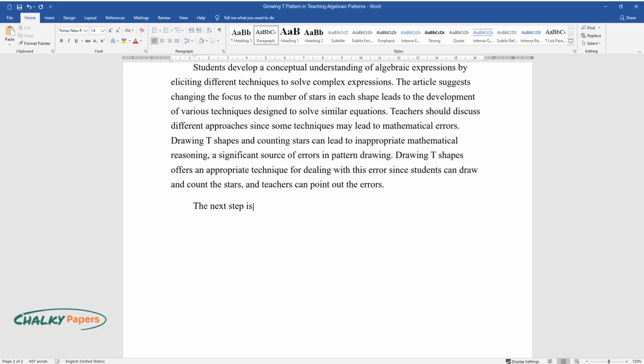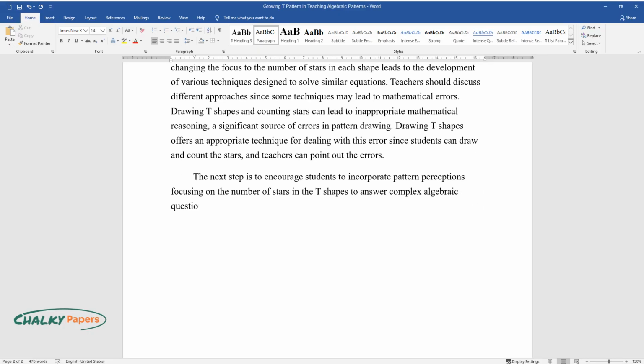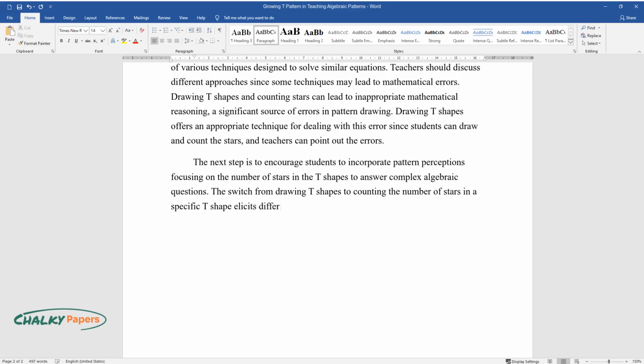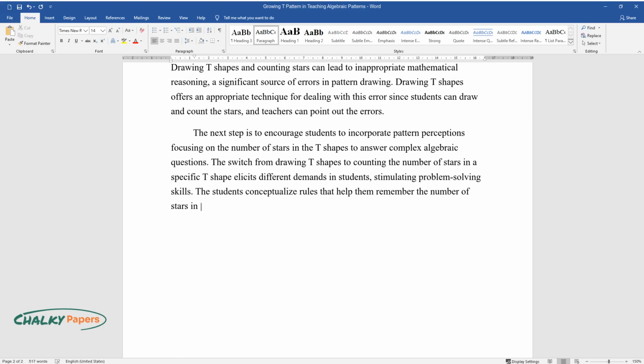The next step is to encourage students to incorporate pattern perceptions focusing on the number of stars in the T-shapes to answer complex algebraic questions. The switch from drawing T-shapes to counting the number of stars in a specific T-shape elicits different demands in students, stimulating problem-solving skills. The students conceptualize rules that help them remember the number of stars in a given T-shape.